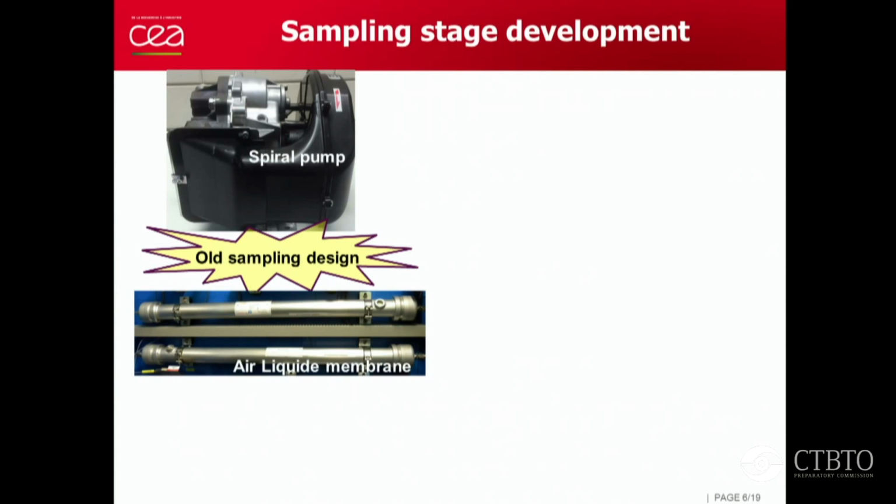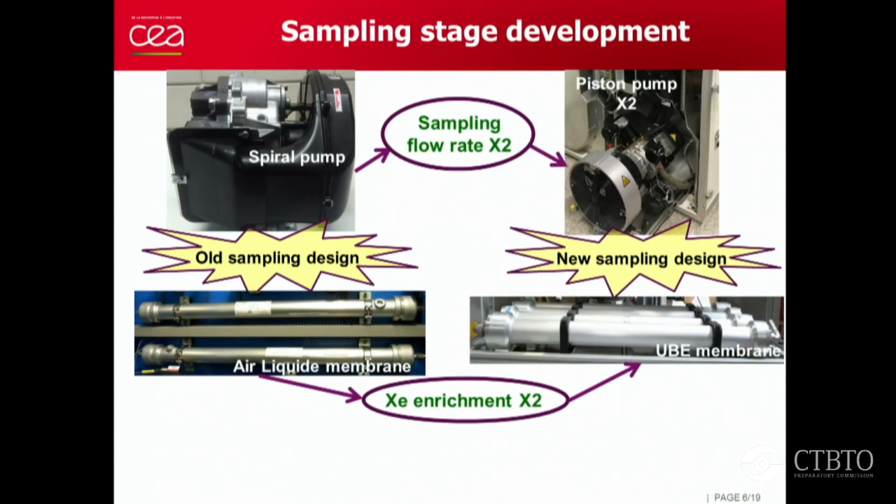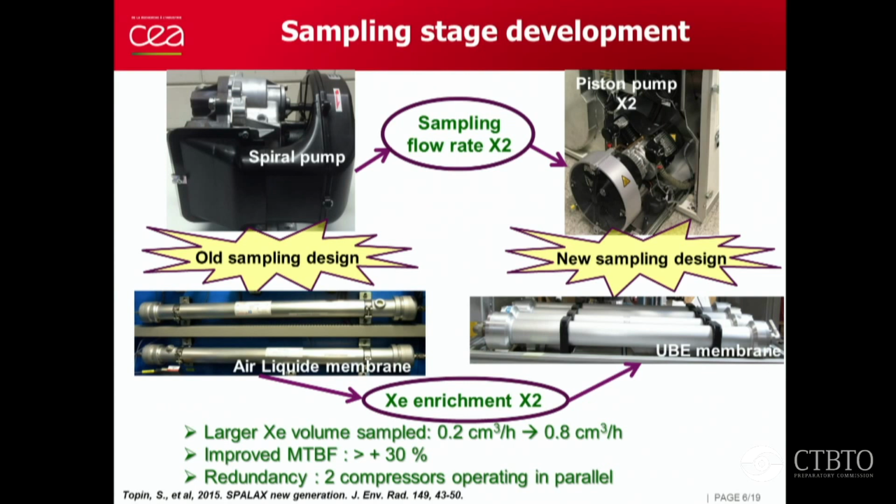And so for the new generation, we are going from one spiral pump compressor to 2 piston pump compressors operating in parallel. And we're going from 2 air liquid nitrogen membranes to a new kind of nitrogen membranes that allow us to enrich 2 times more the xenon at the end of the membranes. And so both evolutions lead to a xenon volume larger by more than a factor 4 compared to the current system. We improve, especially thanks to the compressors, the MTBF by more than 30%. And we also have some redundancy because the 2 compressors will operate in parallel.